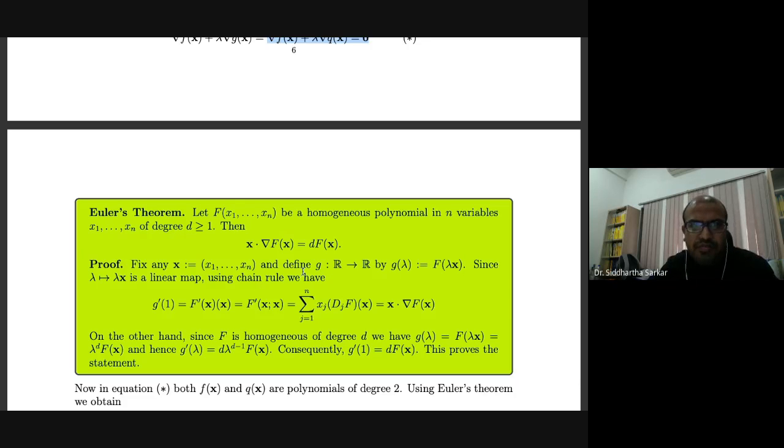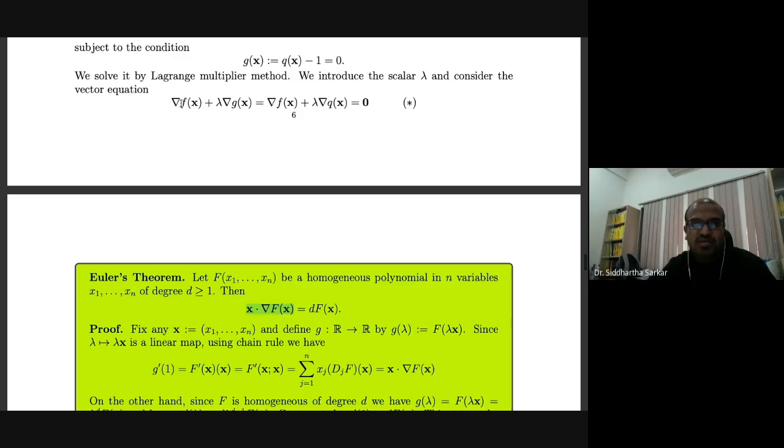So if you have a homogeneous polynomial in n variables of a fixed degree, then I can think of taking the nabla operator at a particular point, and taking the dot product of that point with this nabla operator evaluated at x. What I end up getting is nothing but d times f(x). And this is what we can apply over here.